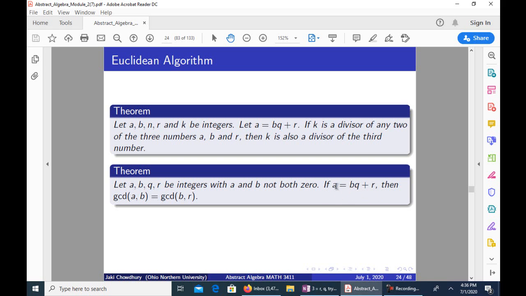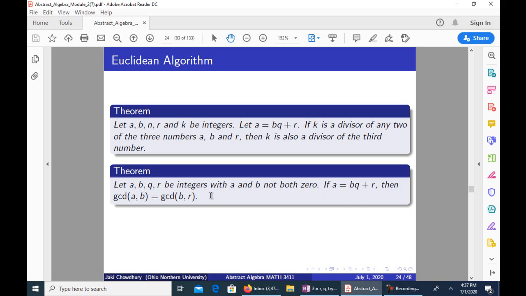So if you wanted to find the GCD of a and b, you can find that by just finding the GCD of b and r. And the size of b and r would be less than the size of a and b.